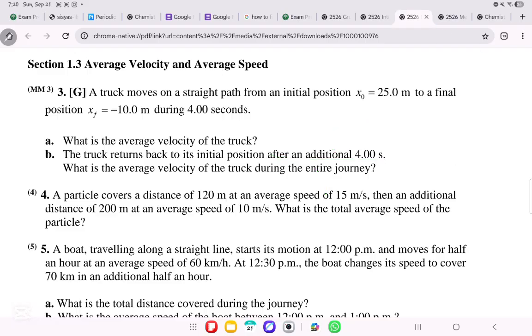This is the average velocity of the truck. We move on to part B. The truck returns back to its initial position after an additional 4 seconds. What is the average velocity of the truck during the entire journey? Now it returns back to its initial position. So it's going to be x final, which is 25, minus x initial, which is 25, over the total time, which is 8. It's going to be 0 over 8, which is 0 meters per second. So there is zero displacement and zero average velocity.